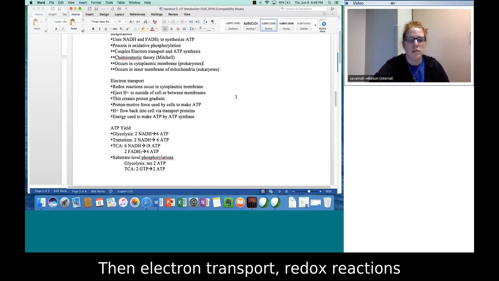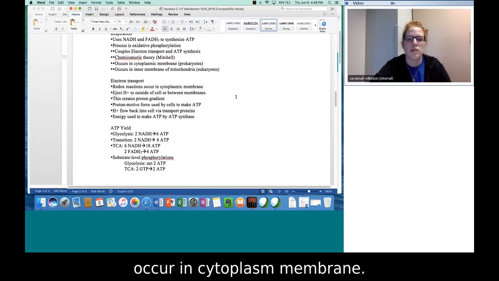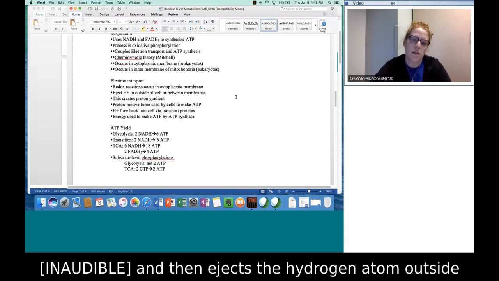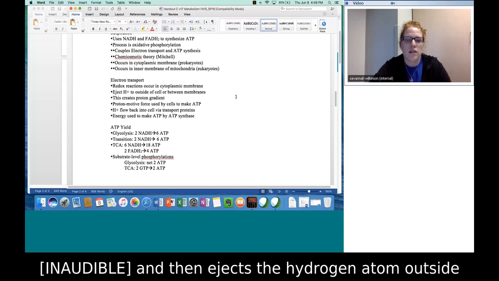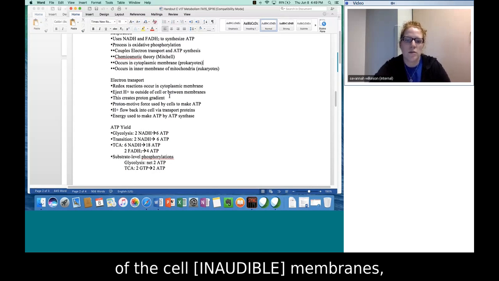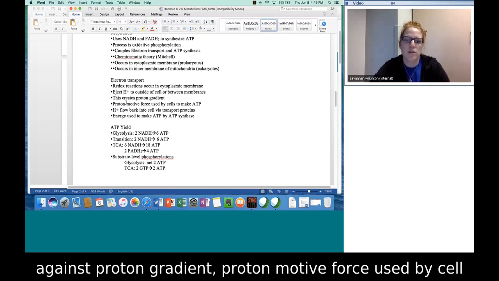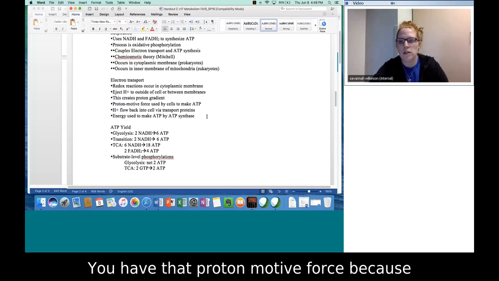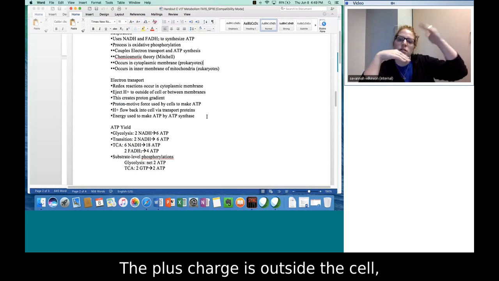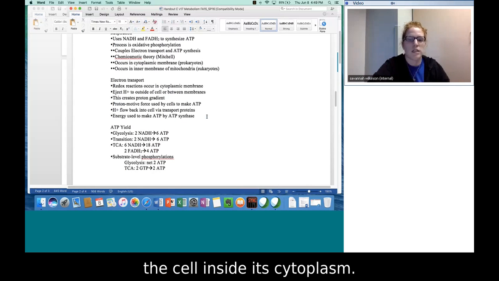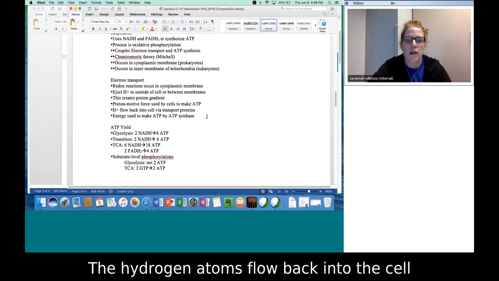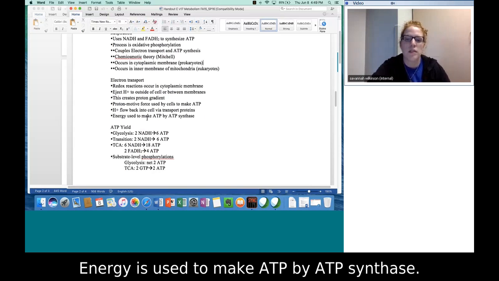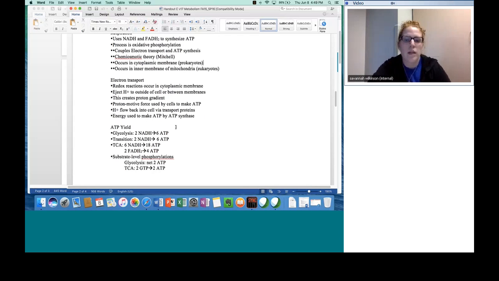Then electron transport. Redox reactions occur in the cytoplasmic membrane. Yes, for prokaryotes, and then it ejects the hydrogen atoms outside of the cell or between membranes, creates a proton gradient, a proton motive force used by cells to make ATP. Yes, because you have a proton motive force because of that separation of charge. The plus charge is outside the cell, and the negative charge is inside the cell in the cytoplasm. The hydrogen atoms flow back into the cell via transport proteins. Energy is used to make ATP by ATP synthase. Yes.